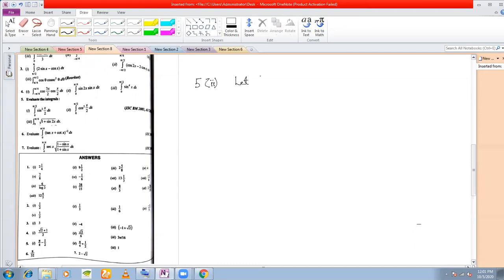Let I be equal to the integral from 0 to pi by 2 of cos square x by 2 dx. First evaluate it as an indefinite integral. What do you see here? The power of cos is 2. We want to make the power of cos as 1. So what you do here is you take a half and write this as 2 cos square x by 2, just as we did in the previous one.